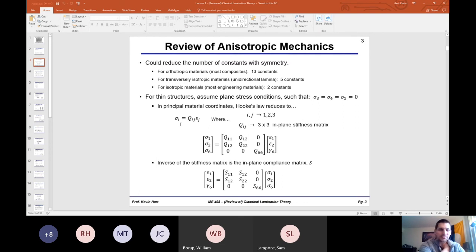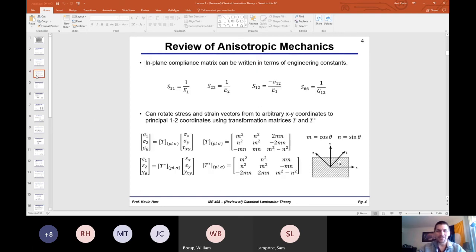This relates the stresses sigma 1, sigma 2, and sigma 6, which you might think of as sigma x, sigma y, and tau xy, in this 3x3 arrangement. We called Qij the 3x3 in-plane stiffness matrix, and the inversion of that is S, the 3x3 in-plane compliance matrix. It's always confusing that S is the compliance and C is the stiffness matrix, but I didn't name it, so what do you do?